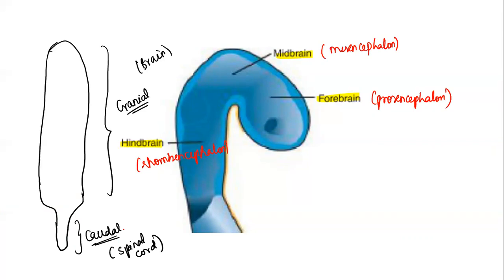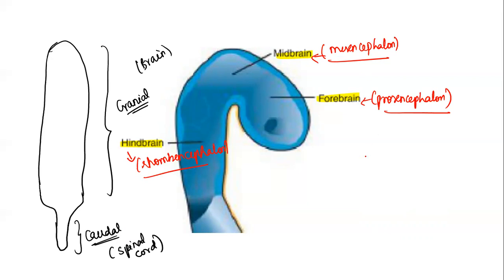So what happens is all these are going to appear as vesicles. Yes, some round structures, vesicular structures, and the vesicular structure present on the topmost, the cranial most part, is the prosencephalon, in the middle is the mesencephalon, and in the lower aspect is the rhombencephalon. So prosencephalon will give rise to forebrain, mesencephalon to the midbrain, and hindbrain is given by rhombencephalon.